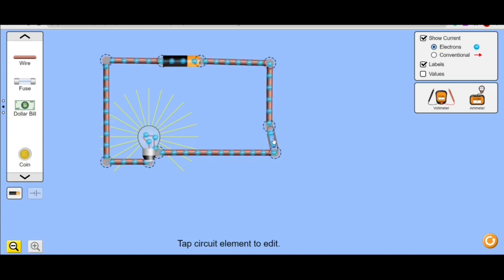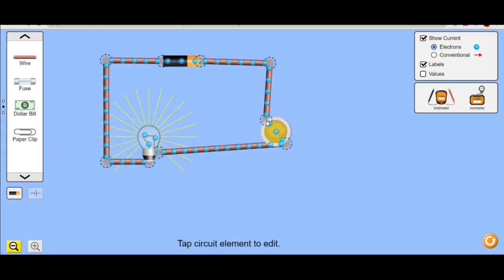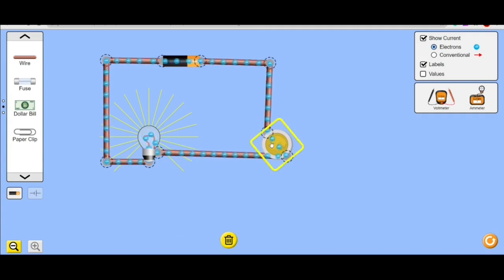Why? Because this paper clip is made up of alloys or metals. That's why current is flowing. Now just remove this and add this coin. If I join this coin, you will see that the current is still flowing, the bulb is still glowing, because again coins are made up of alloys and metals.